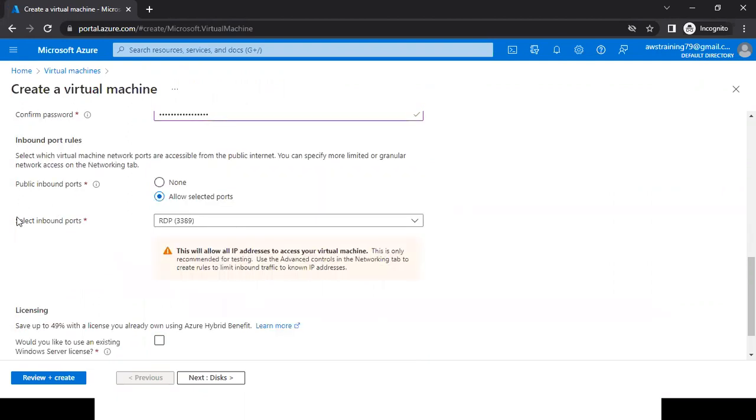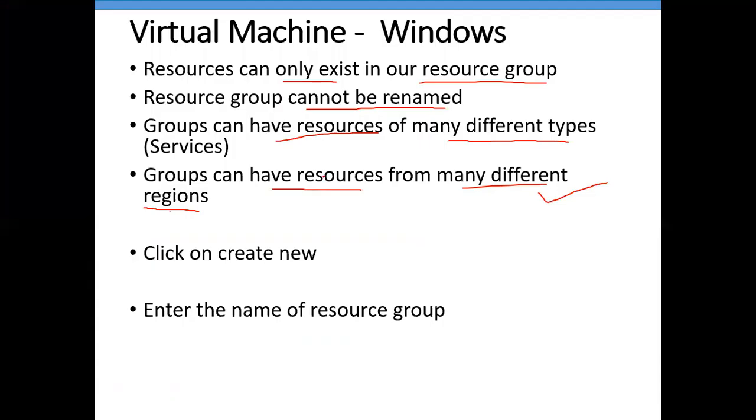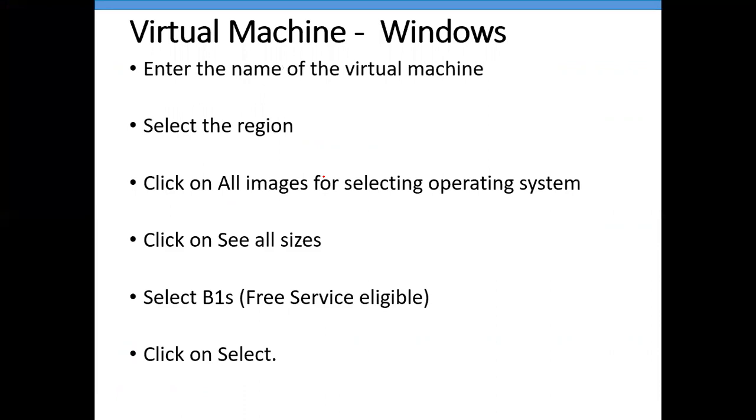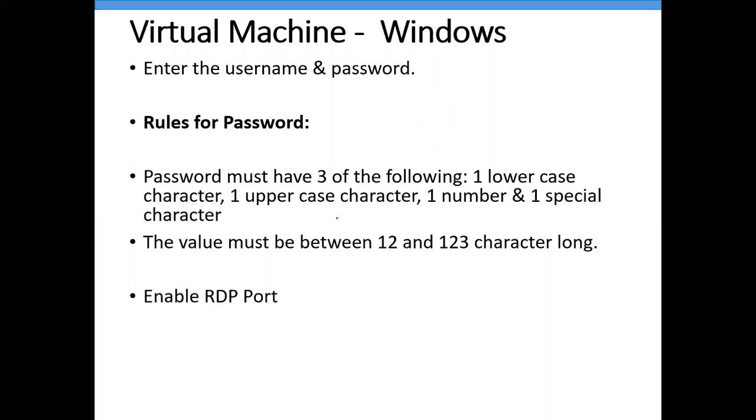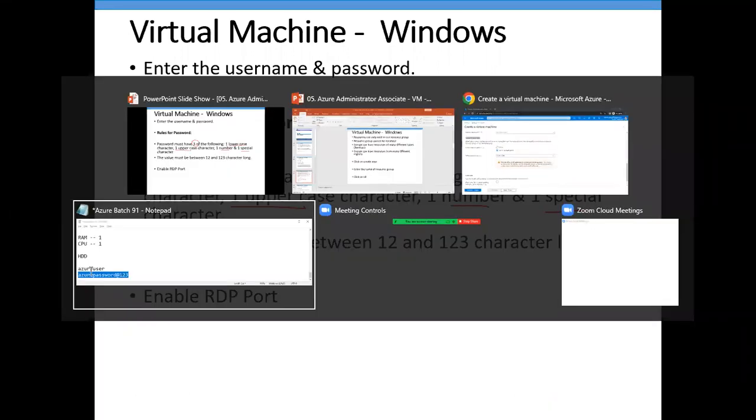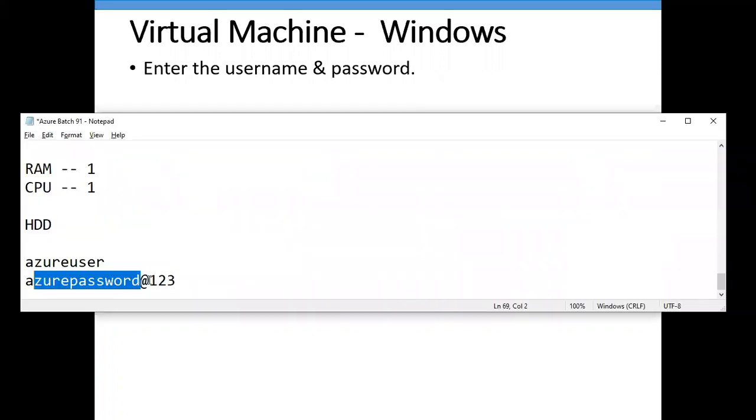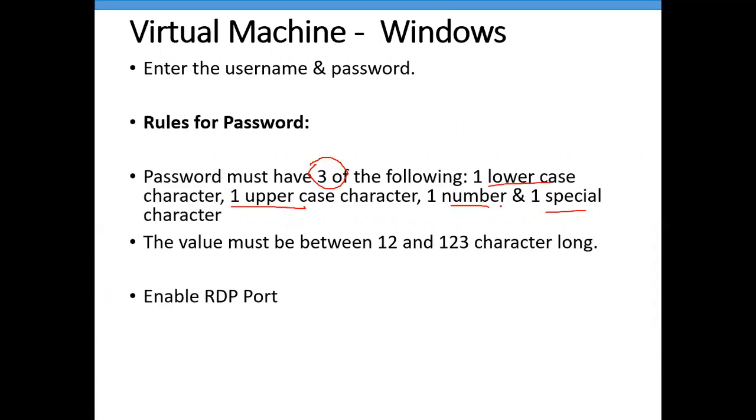Now here I am getting an option of port numbers. If you want to connect any Windows machine, this is what we have done till now. B1S we have selected. Now these are the rules which we need to set for our password. One lowercase, one uppercase, one number, or one special character. So out of these 4 things, we need to follow 3 things. We have also followed 3 things: lowercase, one character, and then number. We have followed. So make sure you are also following the rules when we are creating the password for your virtual machines.